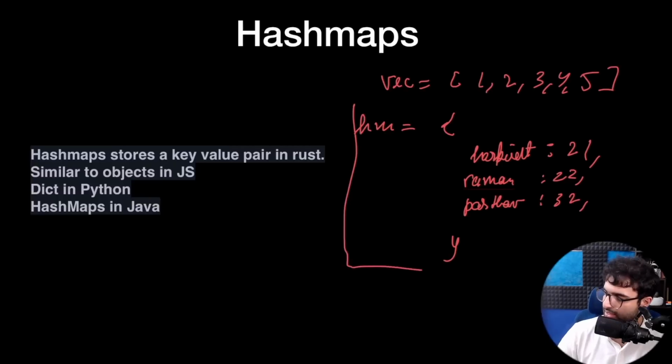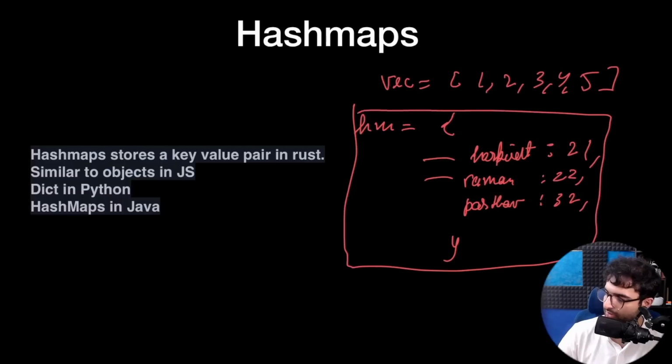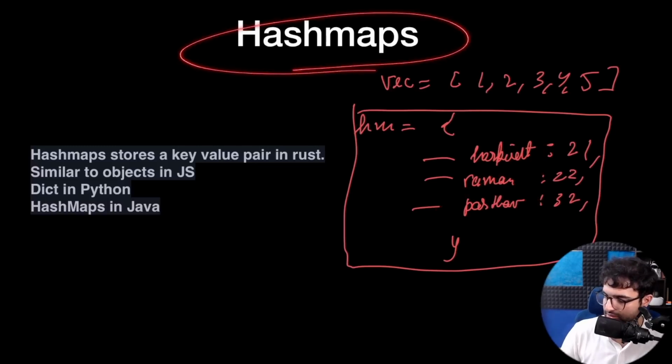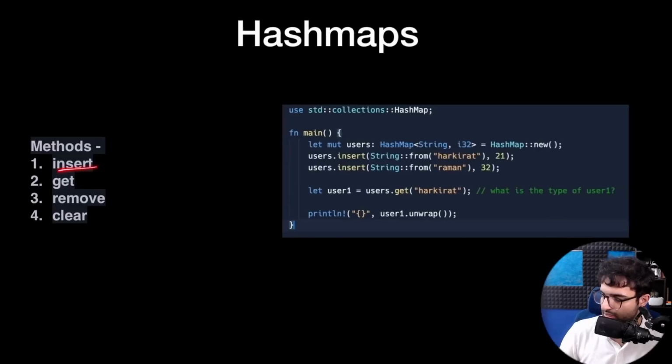This is again a collection. It has various values inside, but every value is a key value pair. Along with the value that you have on the right, there is a corresponding key over here. You can insert values in this hash map. You can get values from this hash map. You can clear the whole hash map if you want. There are various functions that the hash map struct provides you. Let's look at them. The common ones are insert, get, remove, and clear. This would let you insert something in the hash map. This would let you get something from a hash map given a key. Remove something from a hash map, clear something from a hash map.